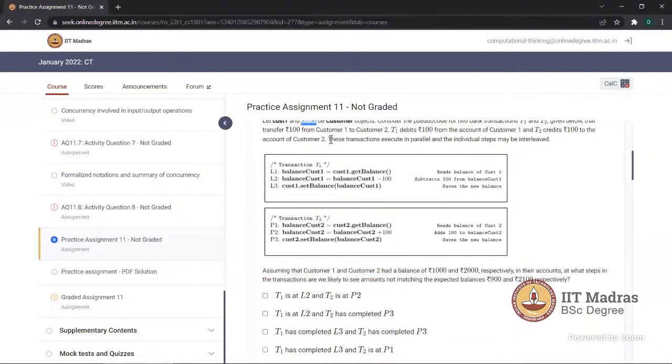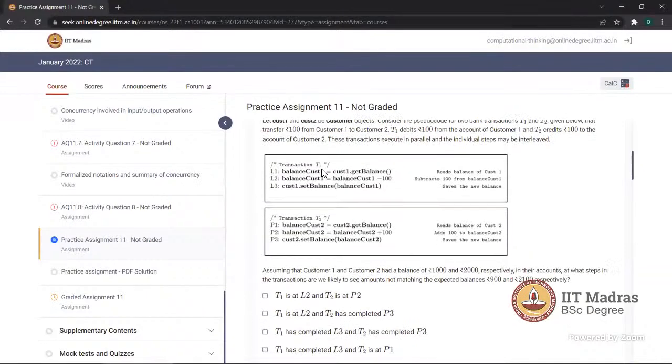Now these transactions execute in parallel and the individual steps may be interleaved. These transactions execute in parallel, so they are happening together. But we don't know in what order they may go. I mean, L1 is happening first, or P1 is happening first, or they are happening together. It can be anything. We don't have any information about that.